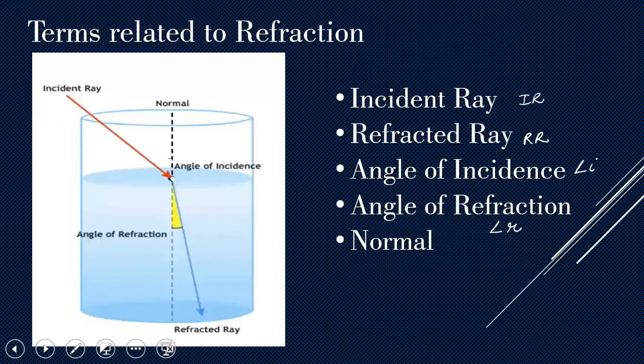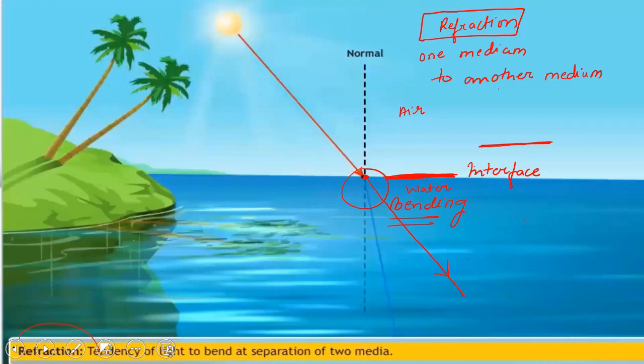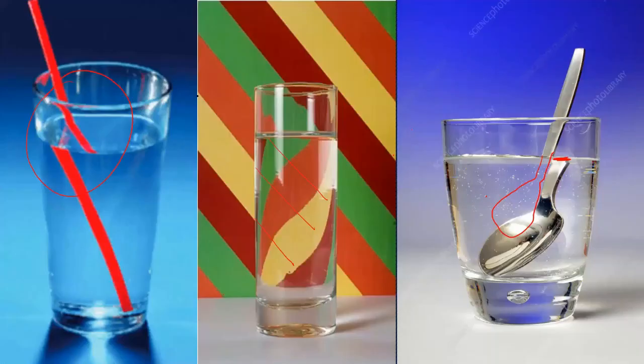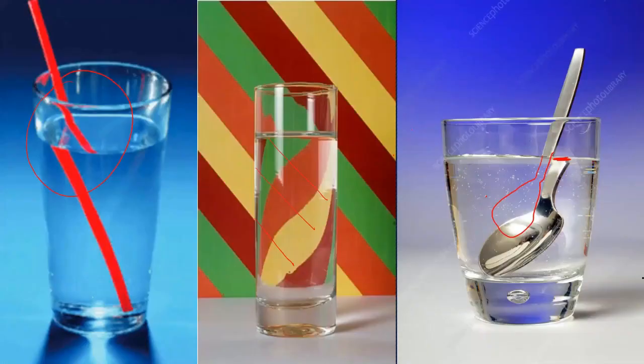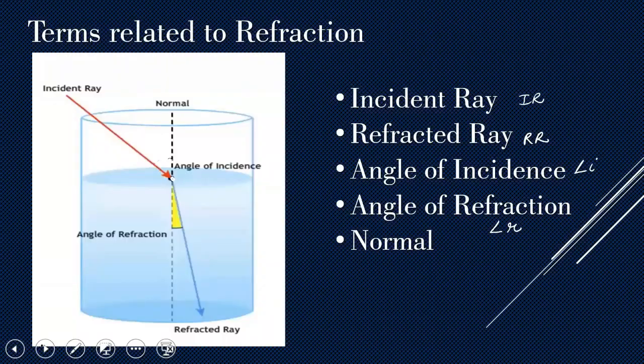So in the picture that you just saw, from where to where was the light going? The light was going from air to water. So this is your air, this is your water medium. Now can you tell me the density comparison for air and water? Obviously air is the optically rarer medium, and water is the denser medium. So here we are going to use optical density. We are going to compare the optical density of these mediums, right?